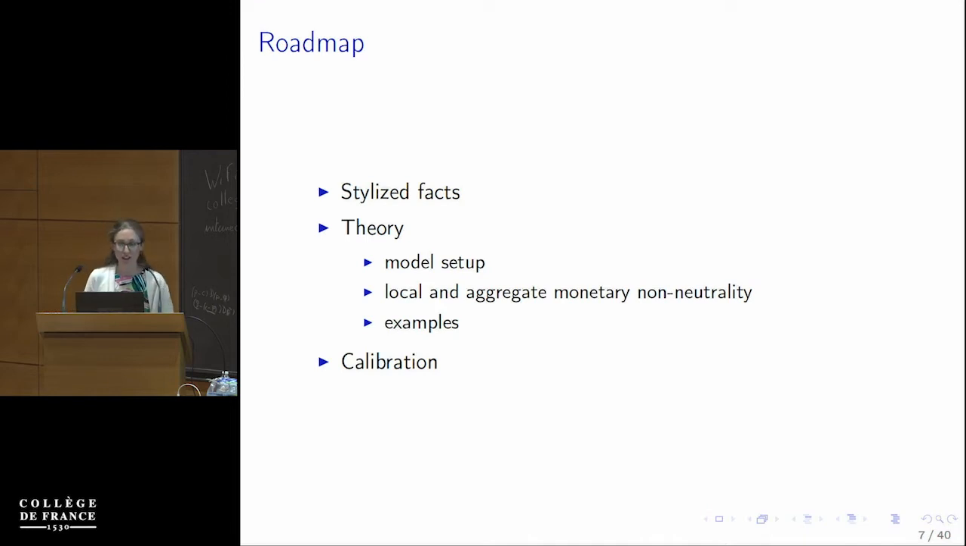All right, so here is a roadmap. First, I will present some stylized facts just to document heterogeneity in the dimension that I mentioned before. And then I will go through the theory, give you some examples, and then present the calibration. So the empirical parts are somewhat more preliminary, so any feedback is very welcome.